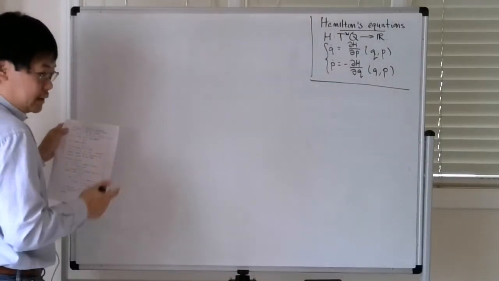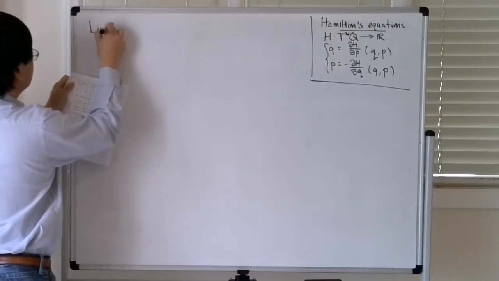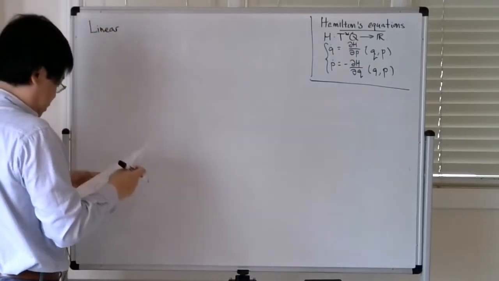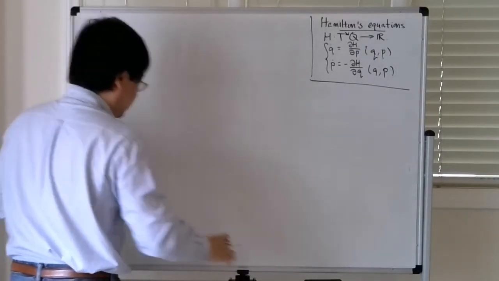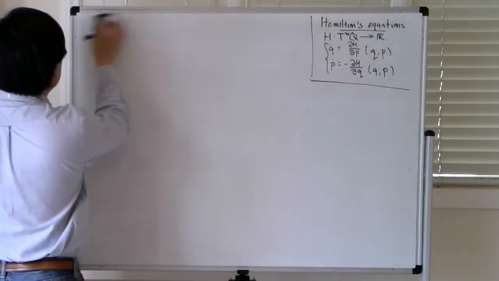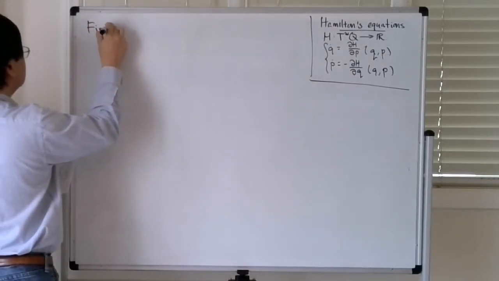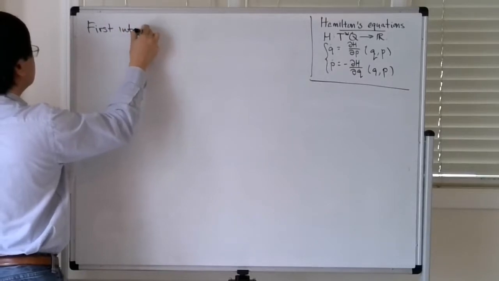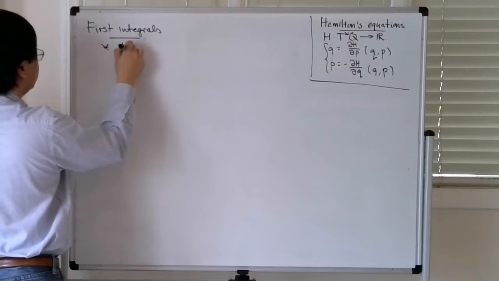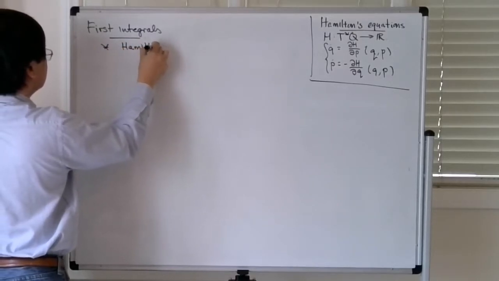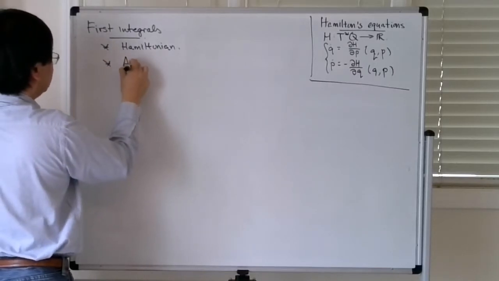The other thing which is preserved is the linear momentum. I guess I should have said what some of the first integrals are. So the first integrals include the Hamiltonian, as well as the angular momentum.